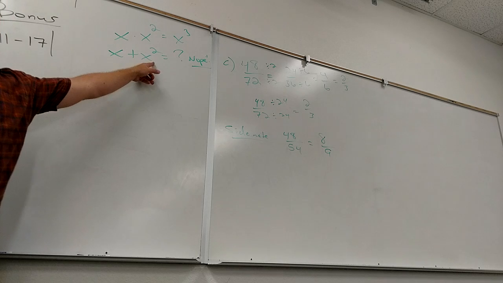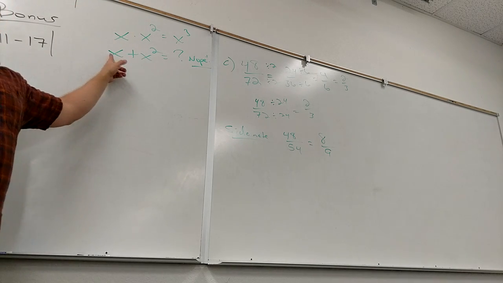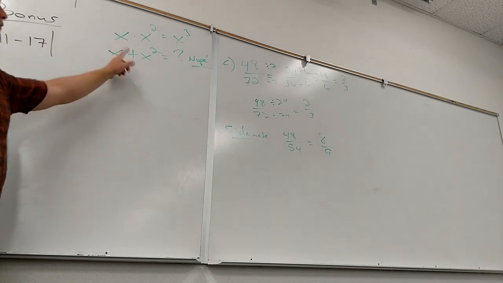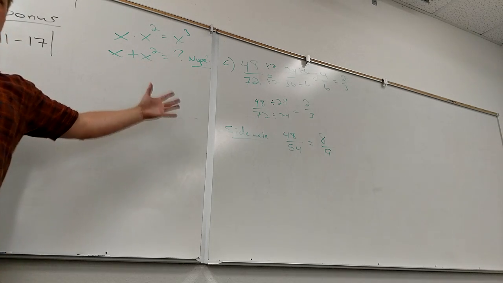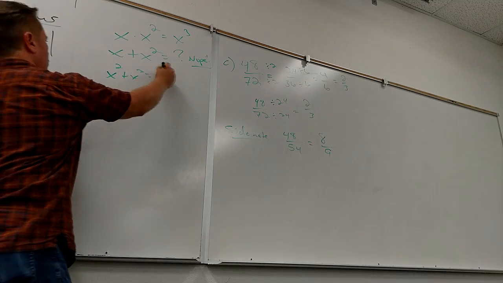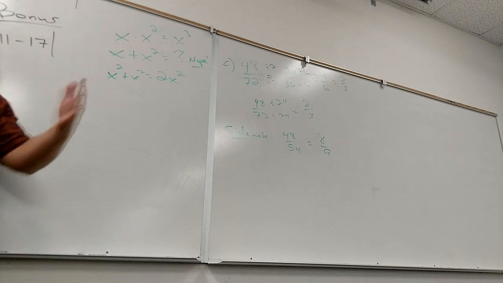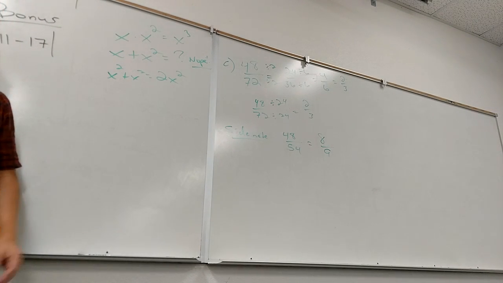I can't add those because they're not like terms. But what do I have two of here? Nothing. I've got this one and that other one. They aren't the same. I can't consolidate them. But if I had x squared plus x squared, that would be a couple of x squareds. That's all like terms is: consolidate what you can.